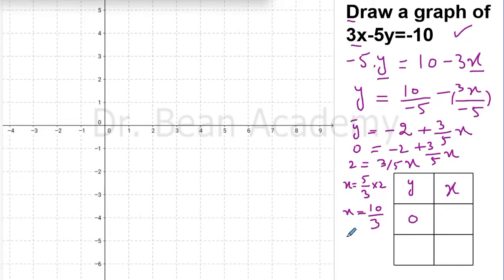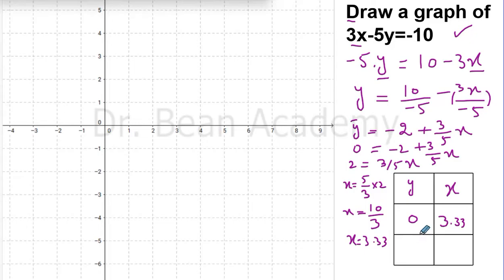So my calculator tells me that x equals 3.33. So for y equal to 0, the corresponding value of x is 3.33. Now I need one more ordered pair to draw the graph, because one point is not enough. I should have at least 2 points if it is a straight line graph. So what should be the other ordered pair?